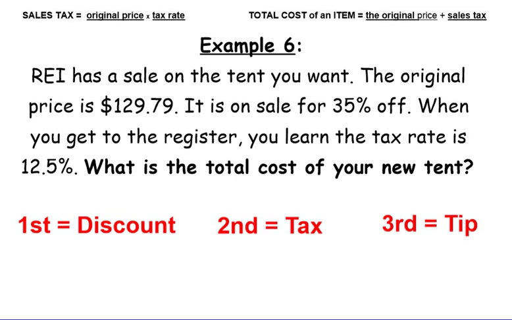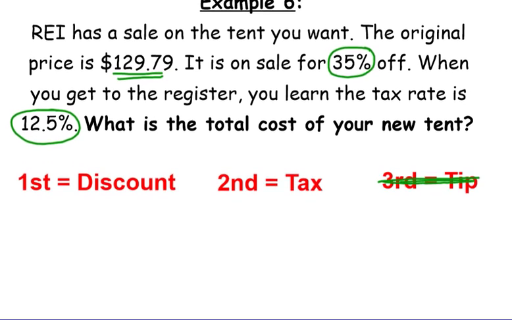All right, let's look at our next example. Number 6. REI has a sale on the tent you want. The original price is $129.79. It's on sale for 35% off. When you get to the register, you learn the tax rate is 12.5%. What is the total cost of my tent? So I have a discount, I have a tax, but I have no tip. So I'm going to cross that out so you don't even have to think about it.